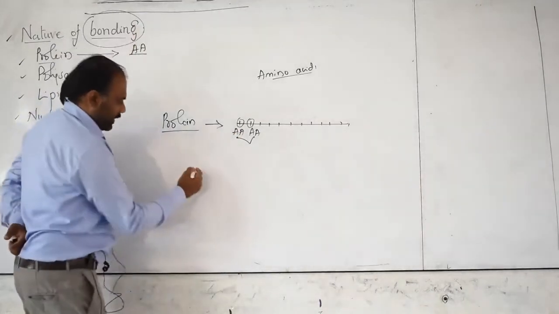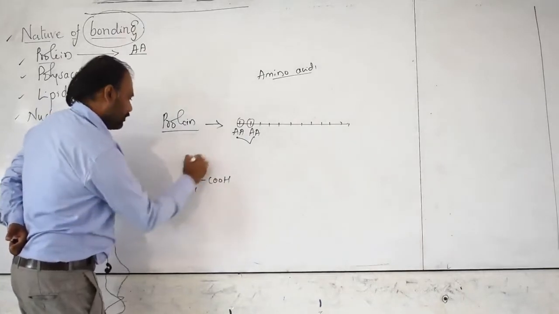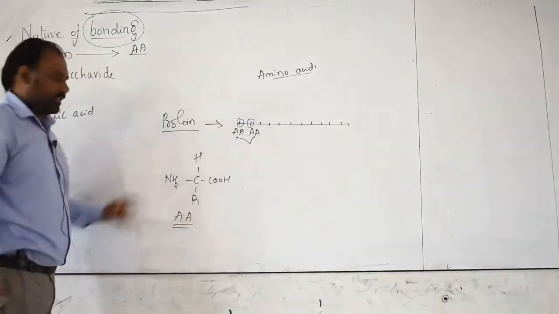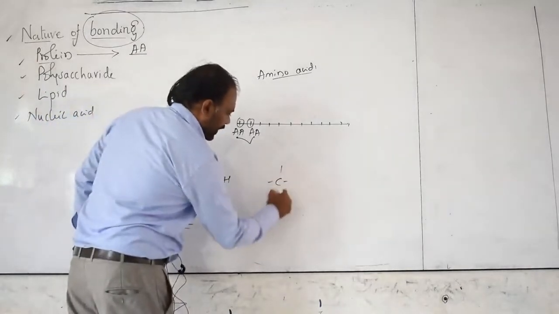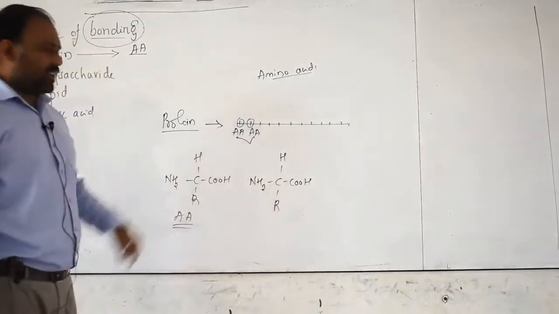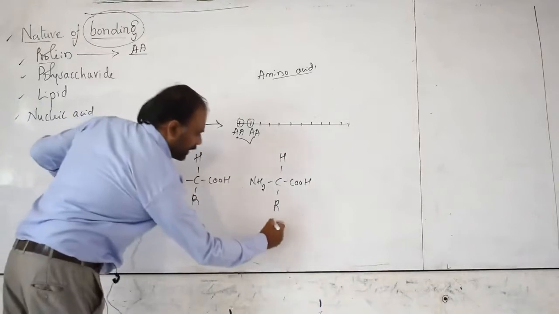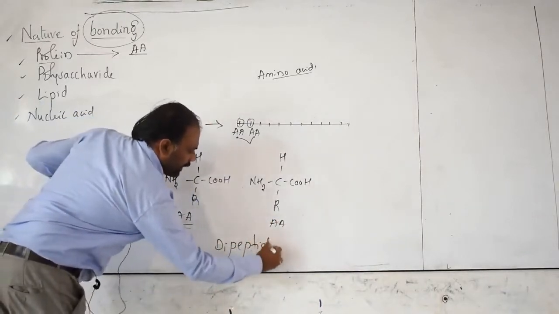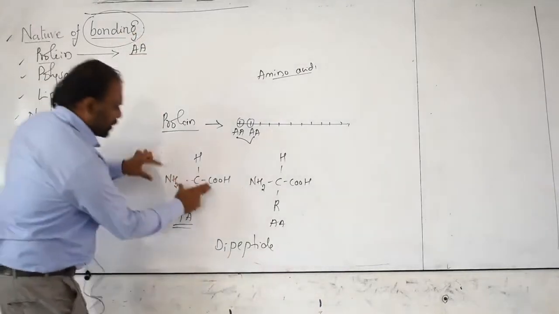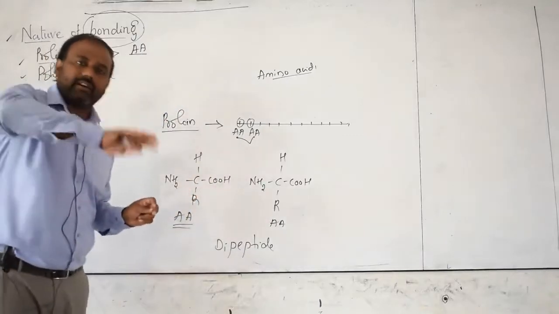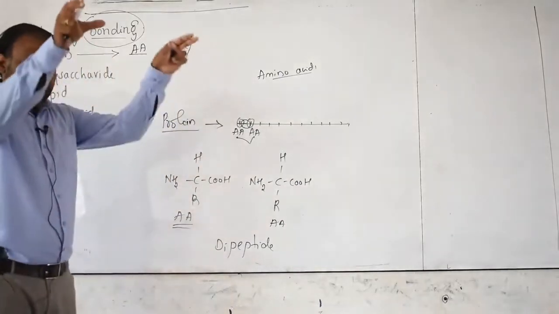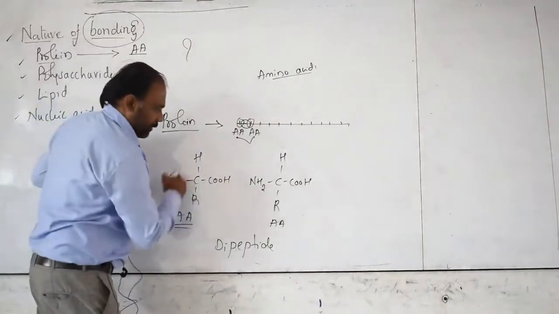I can tell you in detail. Imagine this is one typical amino acid, and this is another amino acid. When you take these two, it is called a dipeptide. Dipeptide means there are two amino acids. What we are discussing here is how these two amino acids are held together, which bond is present in between two amino acids.